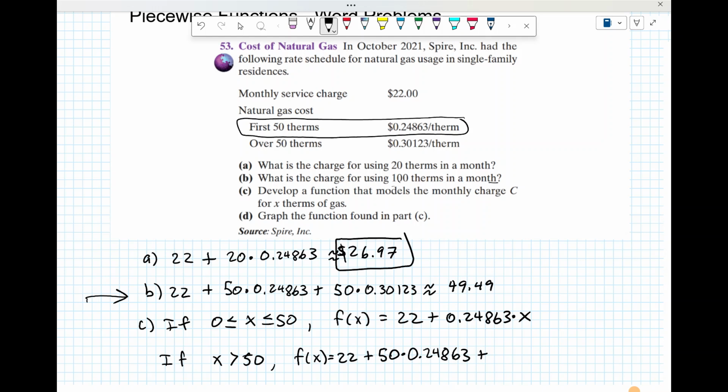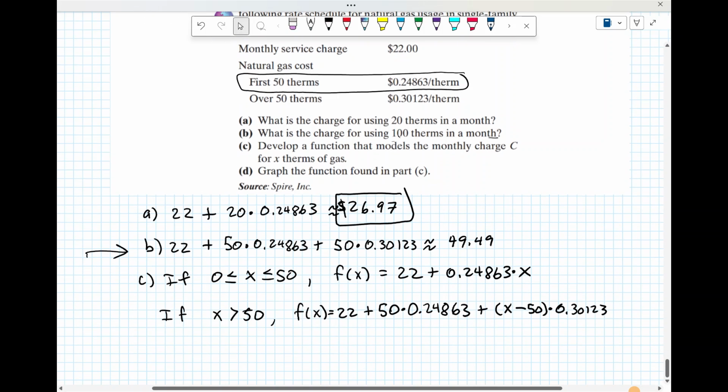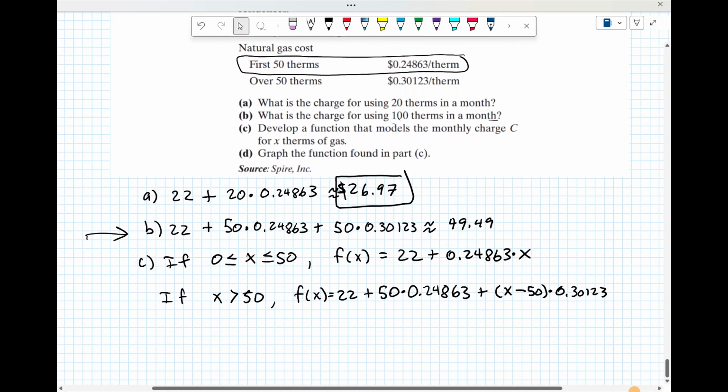But I've got to figure out, so what's left over? Well, I'm going to have to take my x and subtract the first 50 that I used, and then I multiply that by 0.30123. Again, in that first example, part B, I did 100 minus 50. What was left over was 50, and I multiplied that by 0.30123.